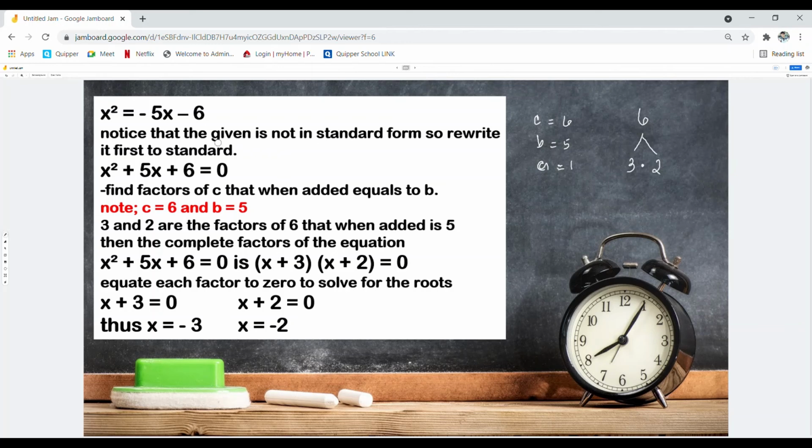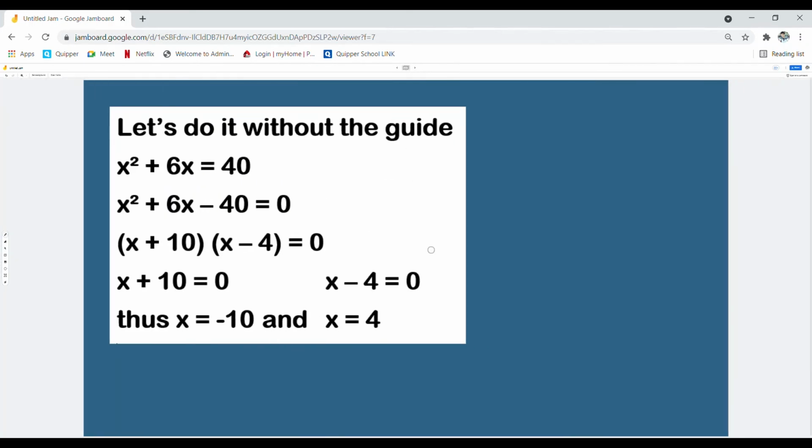Now let's try solving without these guides anymore, these phrases. Alright, let's do it without the guide. Say the equation given is x squared plus 6x equals 40. You notice that it's not in standard form, so you have to rewrite it in standard form. So x squared plus 6x minus 40 is equal to 0. It is now in standard form.